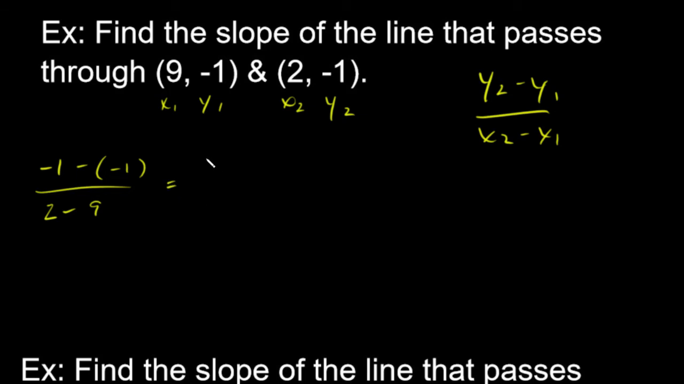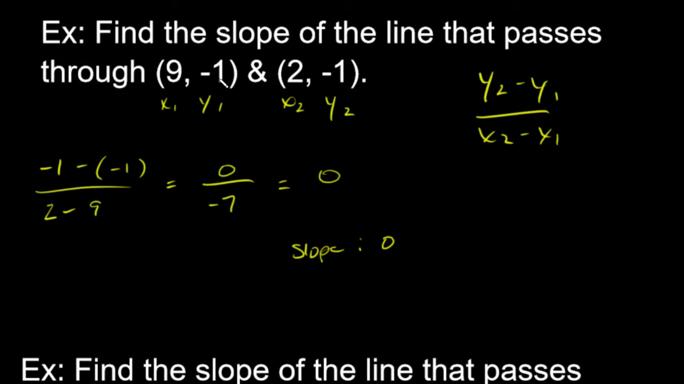And then you simplify. You've got negative 1 plus 1, which is 0, over 2 minus 9, which is negative 7. Now, anytime 0 is in the numerator and it's not in the denominator, your answer is 0. 0 divided by anything except for 0 is 0. All right? So this has a slope of 0.